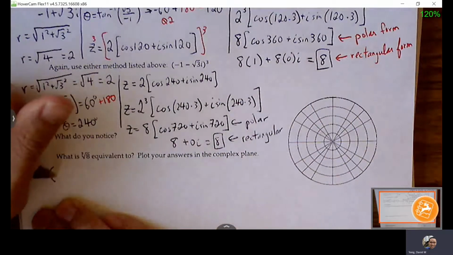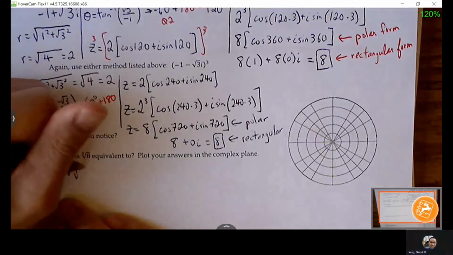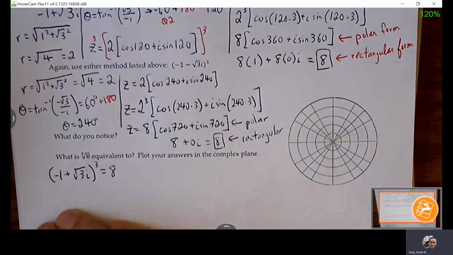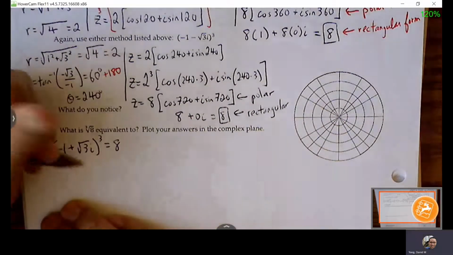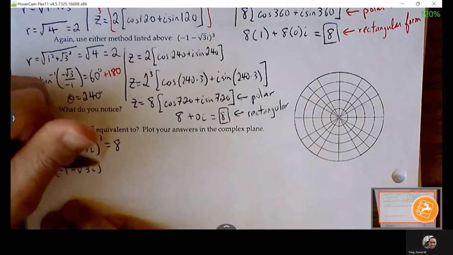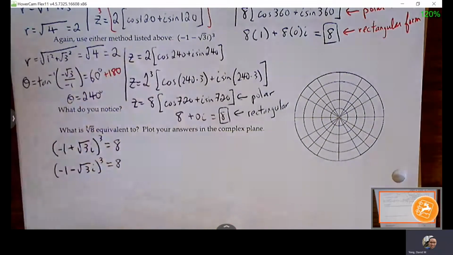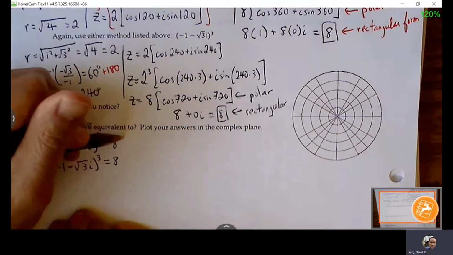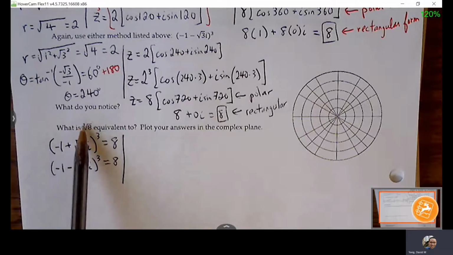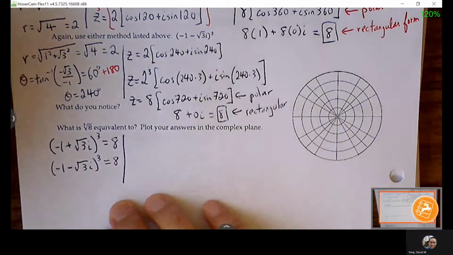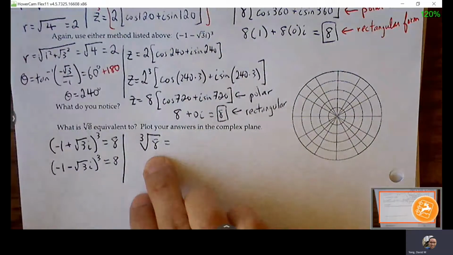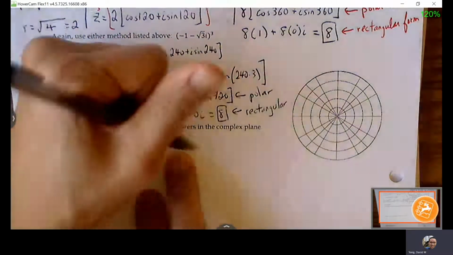We know that -1 plus root 3i cubed is equal to 8. We know that's true, right? And also we know that -1 minus root 3i cubed is also equal to 8. Okay? So let's look at what the problem says. It says, what is cube root of 8 equivalent to? So the obvious answer is, if I just look at this number alone, cube root of 8 is just equal to what? 2.